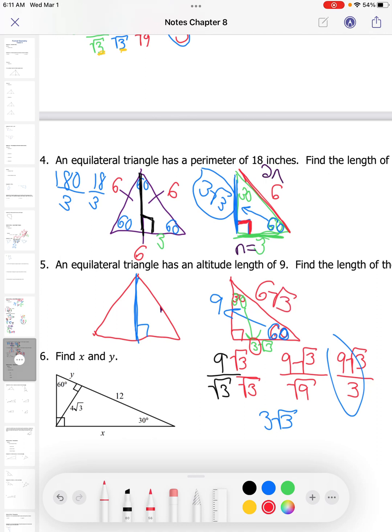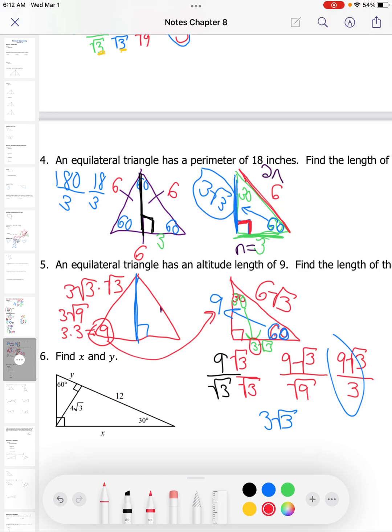Okay, if you want to say, is that going to work? Like, does that make sense? You can always go backwards as well. 3 root 3 times root 3. I have 3 times 9, and then 3 times 3 is 9. So then you can go back to the 60 degrees and just make sure we're good to go.